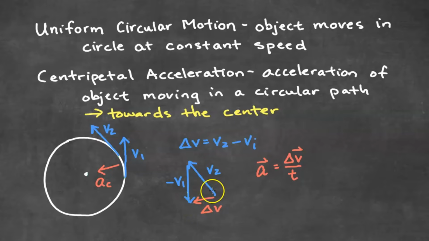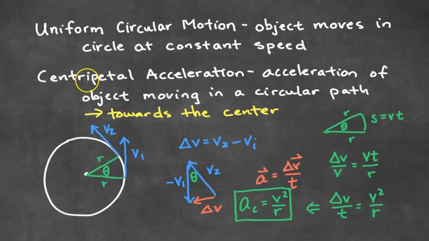And the resultant vector here is delta v, which is going to be in this direction, which is towards the center. So we know that delta v is towards the center. We also know that acceleration equals the change in velocity over time, and the direction of the change in velocity is also the same as the direction of the acceleration. So if the delta v is towards the center of the circle, the centripetal acceleration will also be towards the center of the circle. Now we're going to derive an equation for centripetal acceleration.